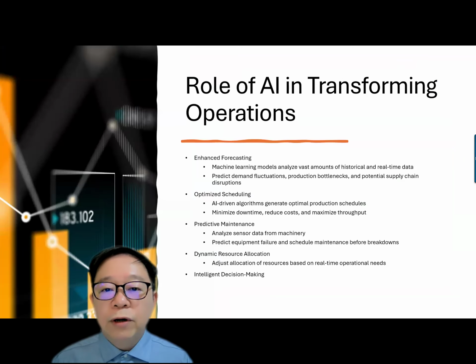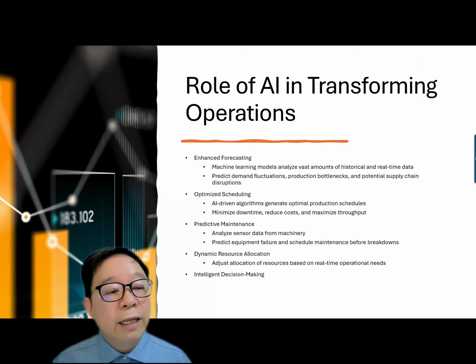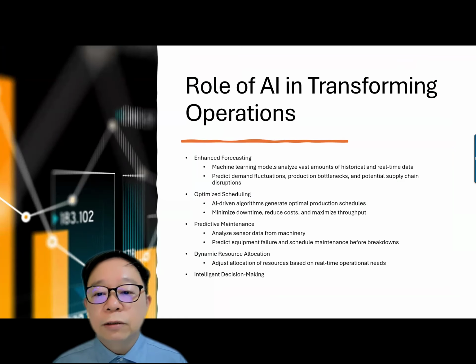So we agree that AI is going to help the planning and control, right? So what is the role of AI in transforming operations? Yes, it can enhance forecasts. The machine learning model can analyze vast historical data and real-time data, okay? And we can predict the demand fluctuation, which is very important in terms of the factory, right? We can identify the production bottleneck, and also look at potential supply chain interruptions.